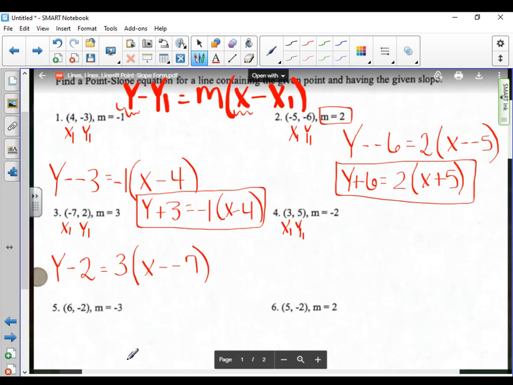I have to check to see if there are any double negatives. I do see a double negative. Y minus 2 equals 3, and then it would be x plus 7 in the parentheses. All my double negatives are gone, so I can circle it, and that is my answer.